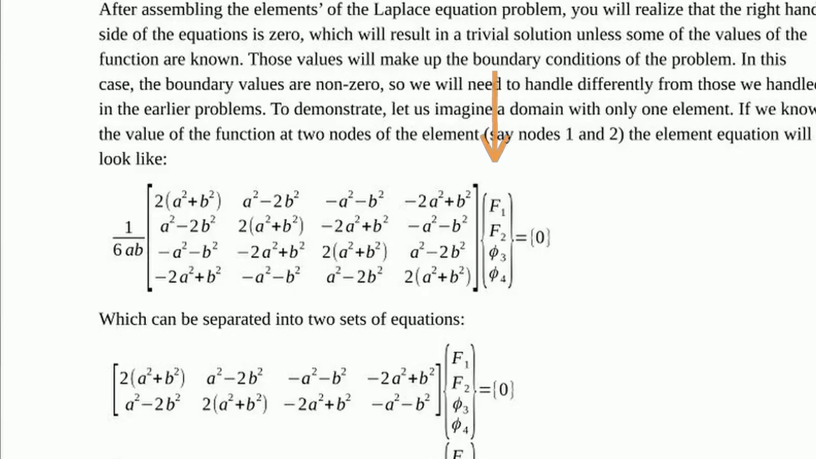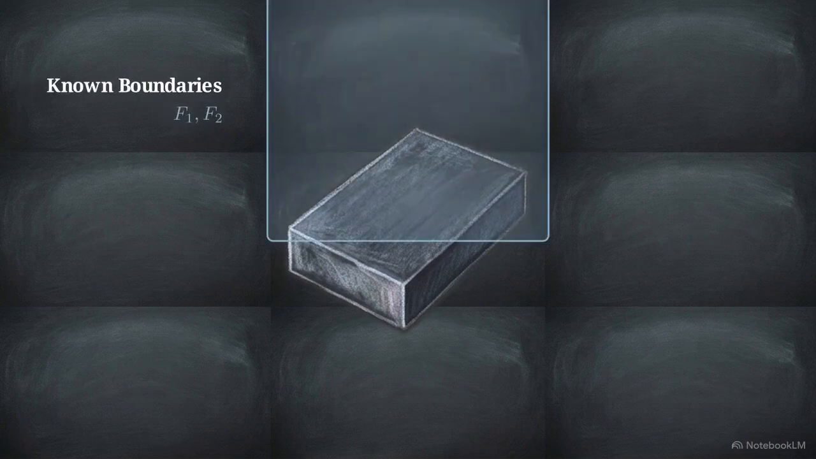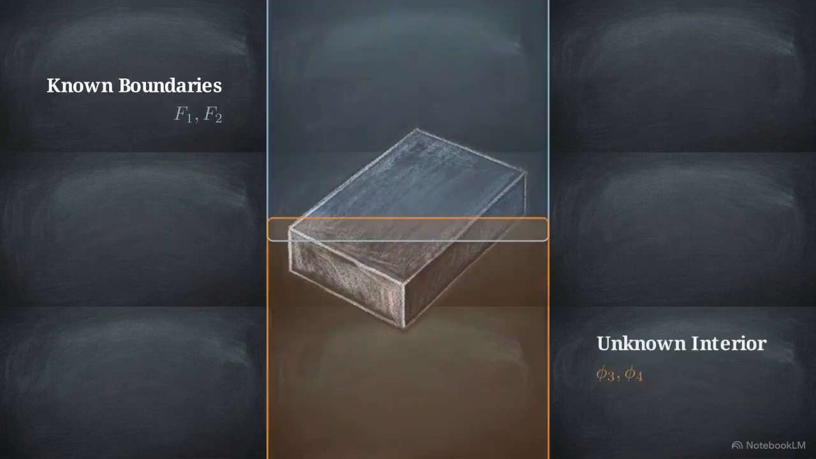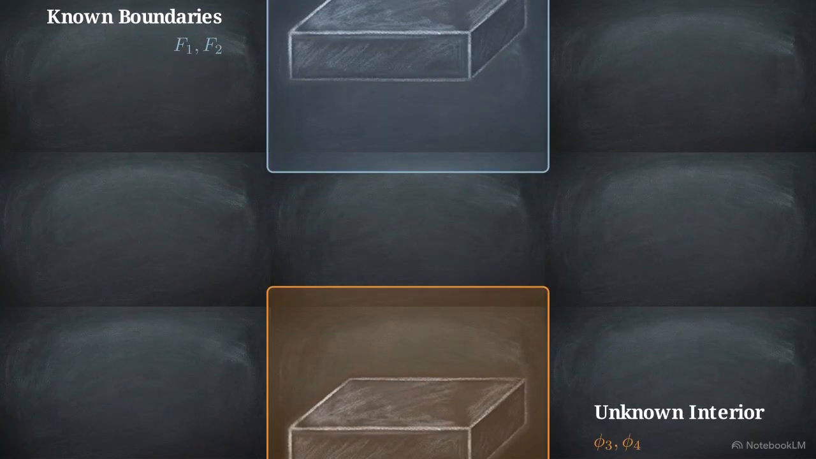Notice the column vector on the left. It traps the known f values and the unknown phi values in a single stack. We need to separate them by conceptually grouping the matrix rows associated with the known boundaries and the rows tied to the unknown interior. Applying linear algebra, we bisect this system horizontally, splitting it into 2 independent equation sets.